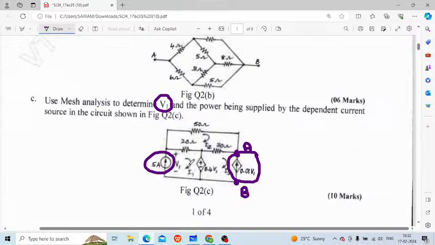Now the question arises: ma'am, here we want to find V1, so we make this 5 ampere source open circuited, and then we solve this using any of the methodologies, right?